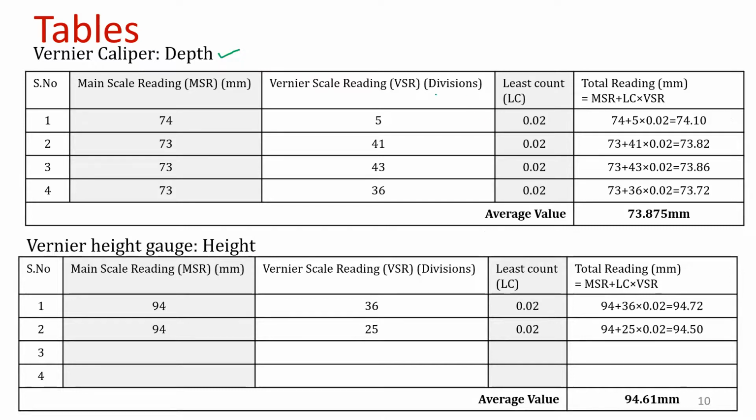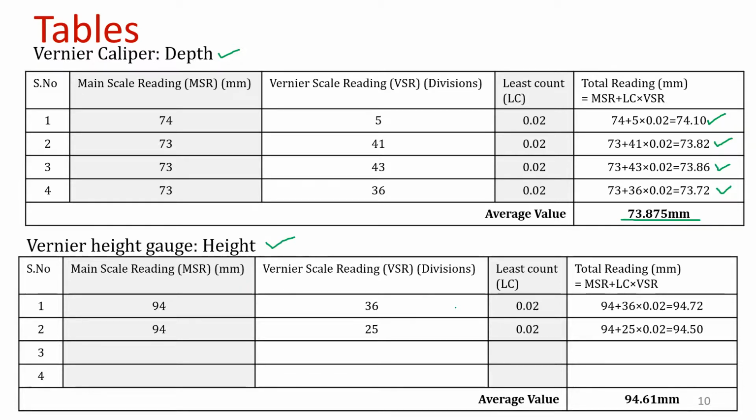Similarly, the depth of the ring gauge is measured by vernier calipers. The main scale readings are like this, and the vernier scale readings are like this. The total readings are 74.10 for the first, 73.82 for the second, 73.86 for the third, and 73.72 for the fourth, and the average value is 73.875 mm. Similarly, we measured the height using the vernier height gauge.